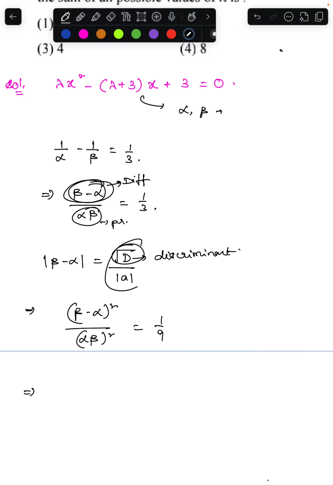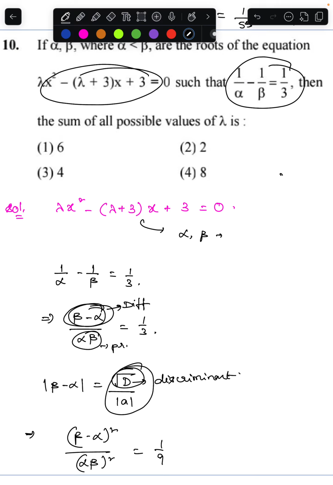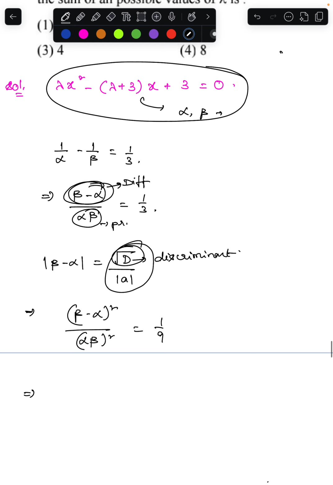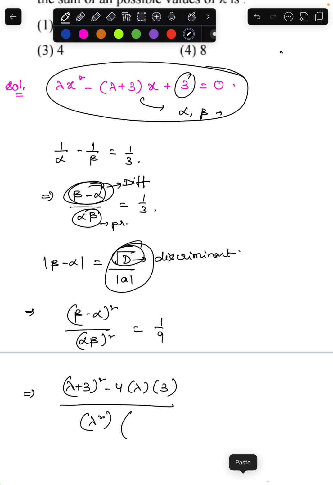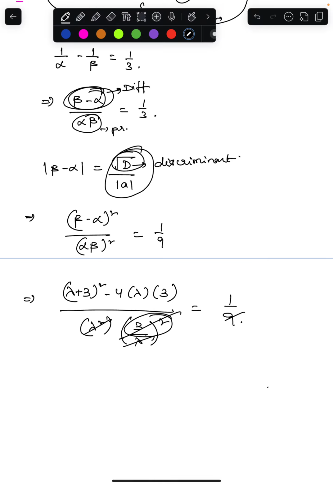So if I substitute the formula here, D by mod a square, D means the discriminant of this quadratic expression. So that is b square, (lambda plus 3) whole square, minus 4 times lambda into 3, by a square. a square means lambda square, into (alpha beta) whole square. Alpha beta means 3 by lambda, whole square, equals 1 by 9. So this lambda square cancels out. 3 square means 9, 9 cancels out.